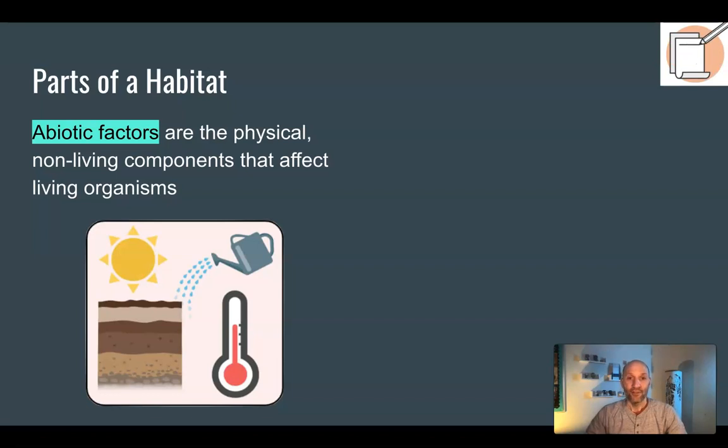Abiotic factors are the physical, non-living components that affect living organisms. This can include things like the amount of sunlight, how much water, what type of soil, the temperature, all the parts of an environment that are non-living but are important for organisms to live, grow, and reproduce.